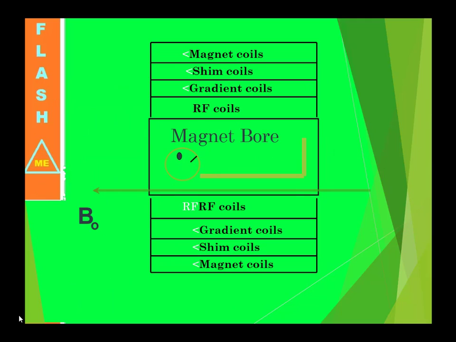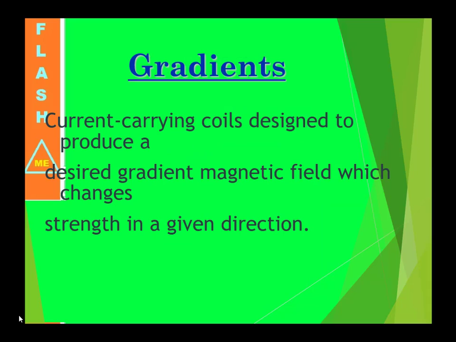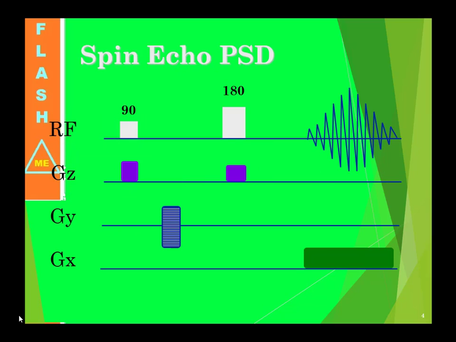Magnet bore, B0. Gradients are current carrying coils designed to produce a desired gradient magnetic field which changes strength in a given direction. Spin echo pulse sequence diagram: RF, GZ, GY, GX, 90, 180.